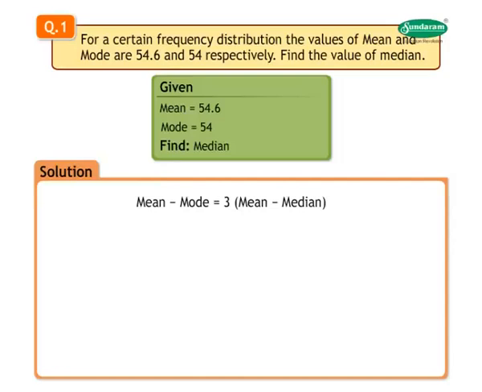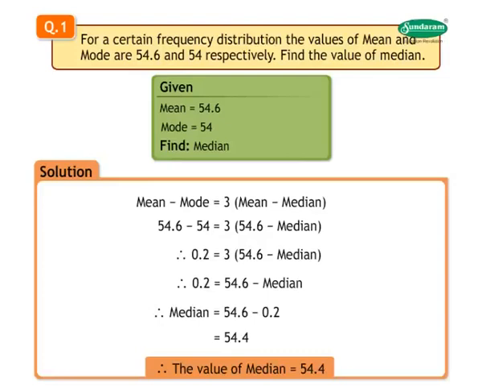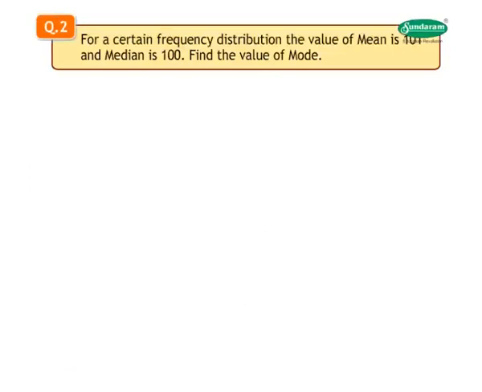Substituting the values for mean and mode, we get 54.6 minus 54 is equal to 3 into (54.6 minus median). 0.2 is equal to 54.6 minus median. Therefore, median is equal to 54.6 minus 0.2, which is equal to 54.4. The value of median is equal to 54.4.